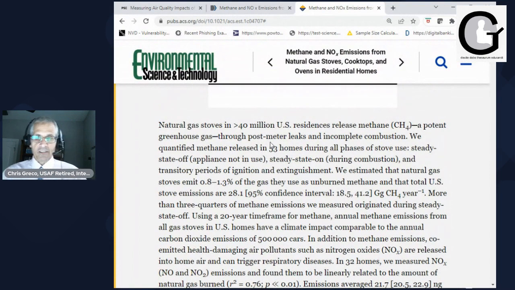The Environmental Science and Technology article talks about natural gas stoves, and 40-plus million U.S. residents release methane, a potent greenhouse gas, through post-meter leaks and incomplete combustion. All right, so we quantified methane in 53 homes during all phases of stove use.